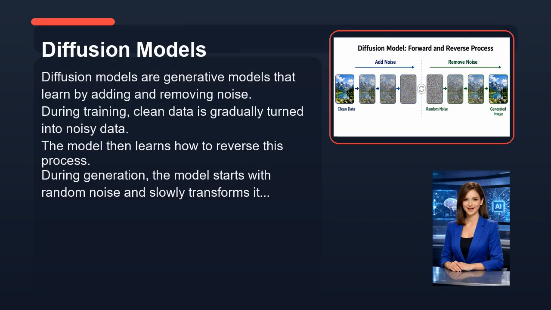Now let's look at diffusion models. Diffusion models are generative models that learn by adding and removing noise. During training, clean data is gradually turned into noisy data. The model then learns how to reverse this process. During generation, the model starts with random noise and slowly transforms it into a meaningful output. This approach is very powerful for image generation and is also used in audio, video, and scientific applications. The key idea is simple: start with noise, then refine it step by step.